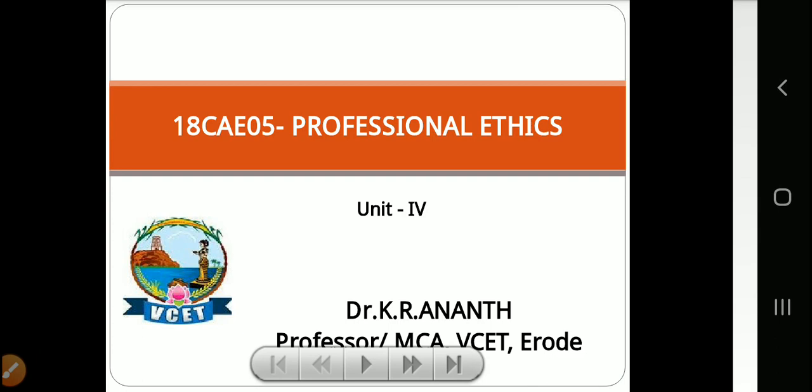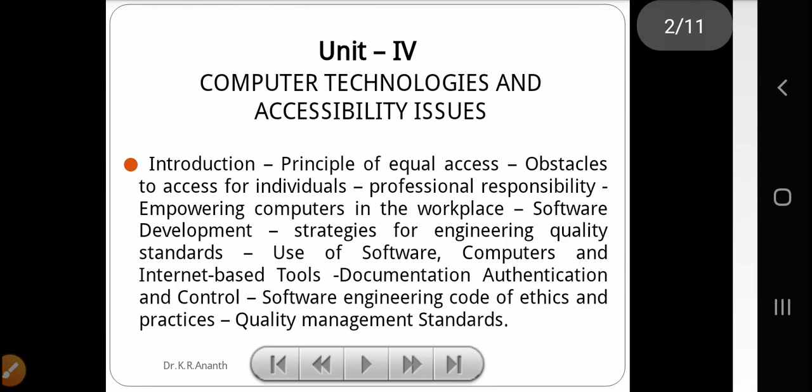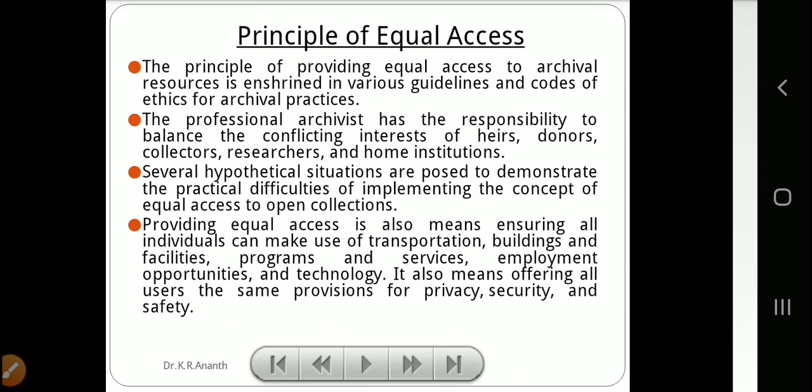This unit covers the ethical activities towards services, access, certain obstacles, deployment, the software developers, and their standards. Principles of equal access reveal the topic of achieving the resources to enrich the guidelines and codes of ethics, which has the responsibility to balance the conflicting interests of the successors, donors, etc.